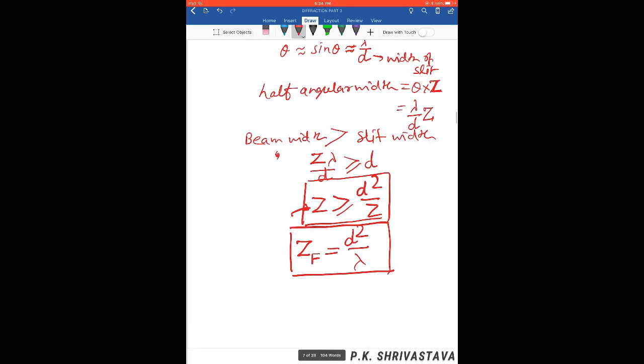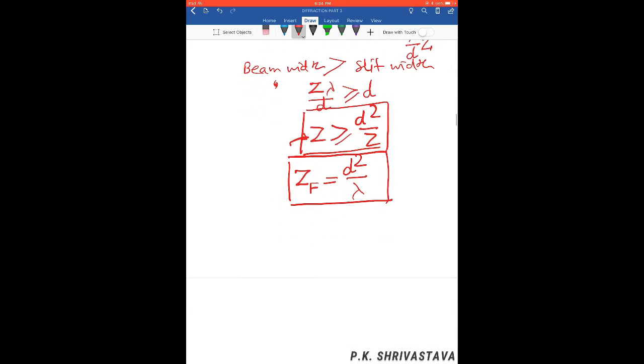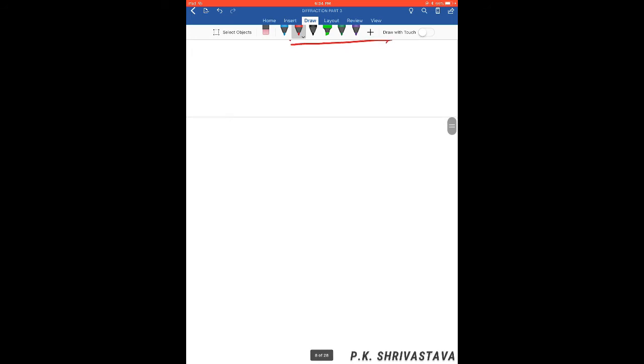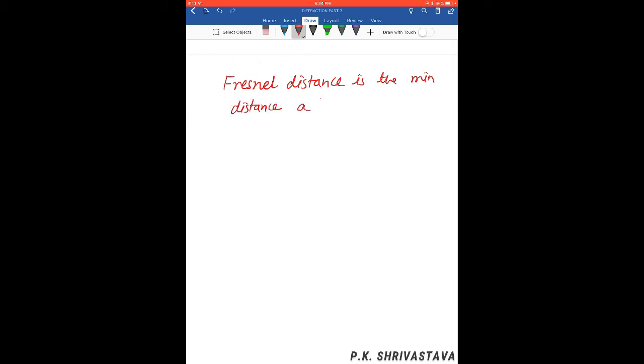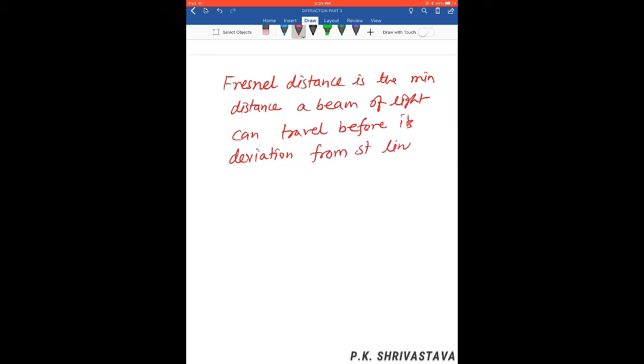From here we can define Fresnel distance. Fresnel distance is defined as the minimum distance a beam of light can travel before its deviation from straight line path due to diffraction becomes significant.